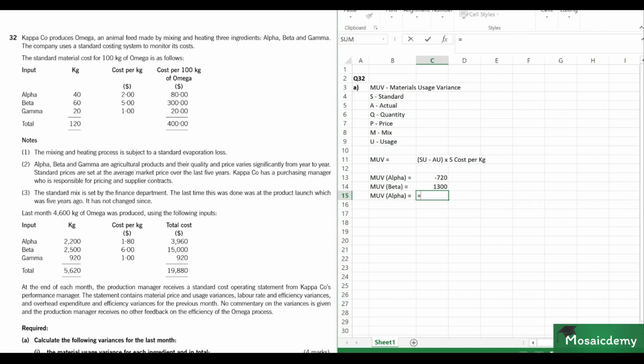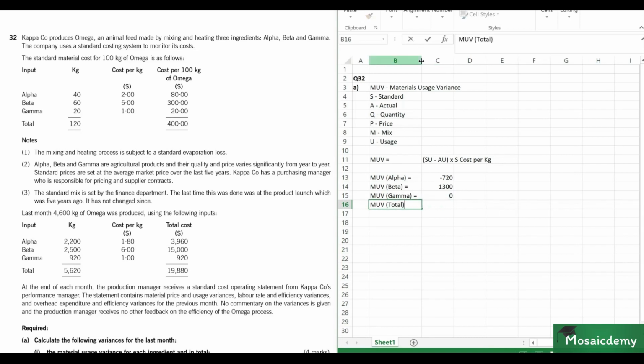And finally for alpha, sorry, not alpha, there's a typo here, this should be for gamma. For gamma, we'll be putting is equal to, again, 46 into your 20 kgs per unit minus the actual usage of 920 into the standard cost per kg of $1. So 1, we get 0. Okay, so no material usage variance for gamma, and the material usage variance total is equal to, just add all of these up, 580 favorable. So our mix and our yield variances should add up to 580 favorable.